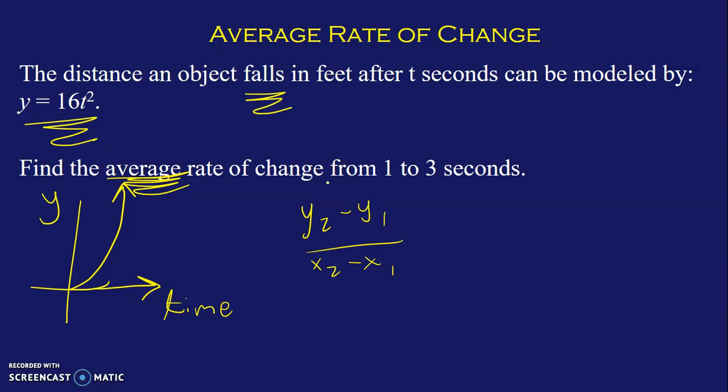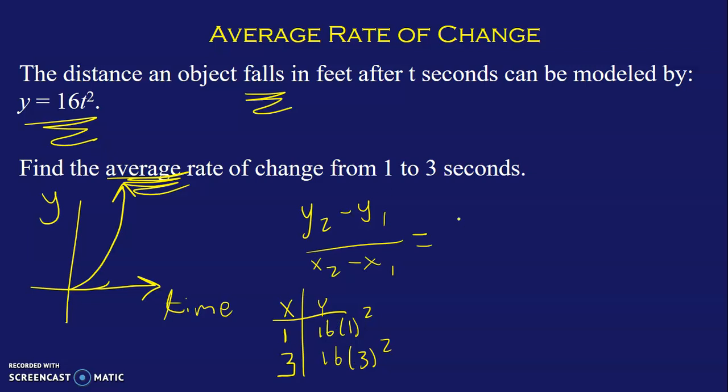So I find it helpful to make a table off to the side where you do your x and your y. So when x is 1 and when x is 3. So when x is 1, I'm going to plug it in, 16 times 1 squared. Then when x is 3, 16 times 3 squared. Now, if you're on the non-calculator portion, you don't have to figure this out. You can just leave it like this when you plug it into your slope formula. So I'll demonstrate what I mean.